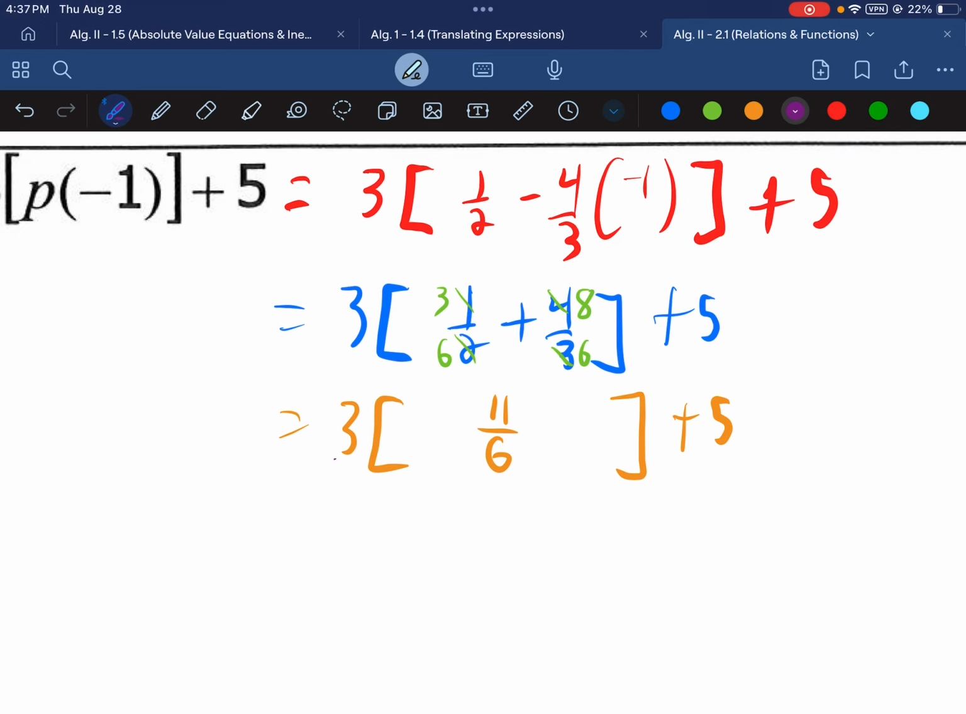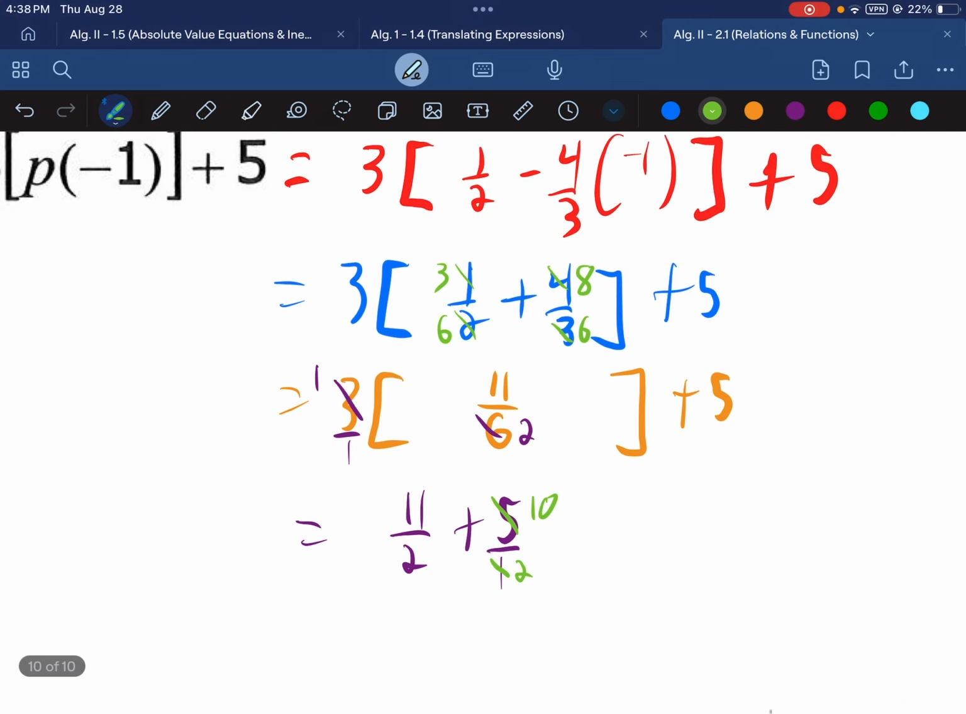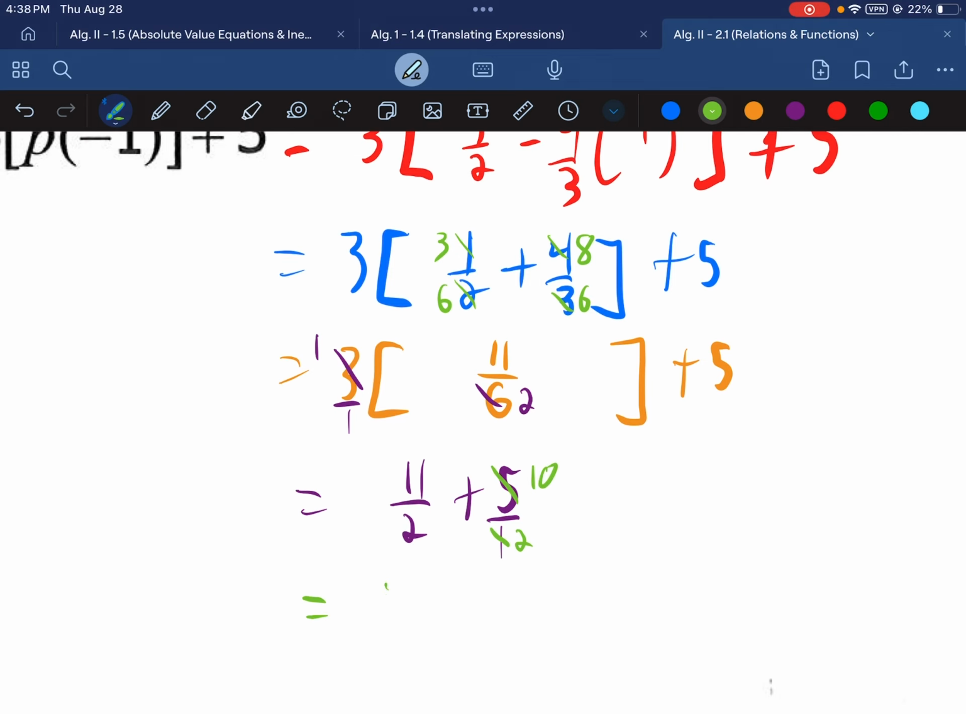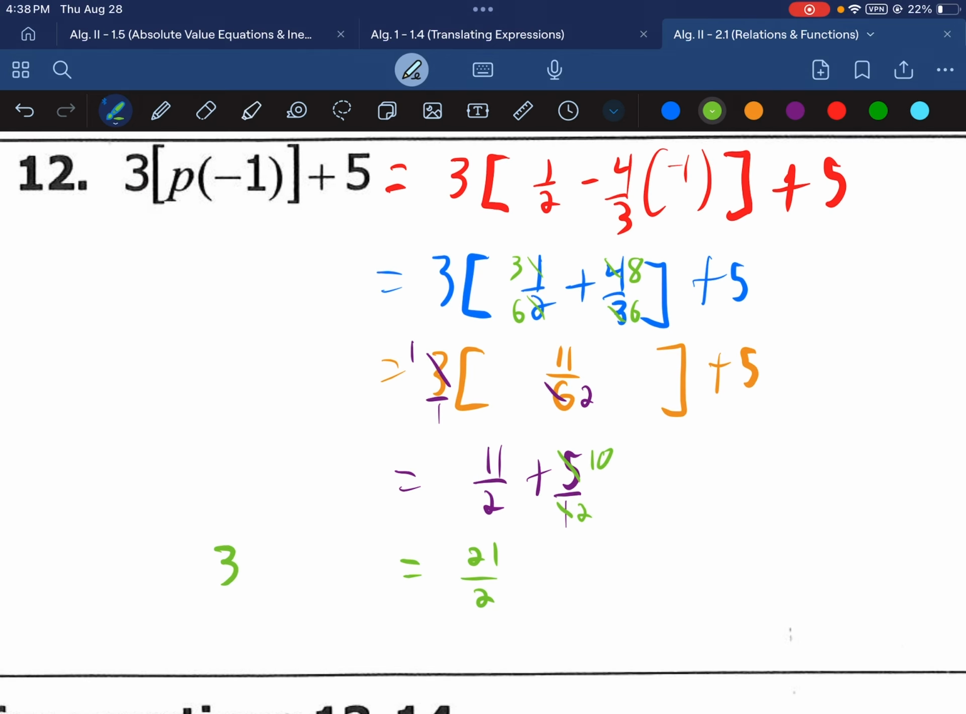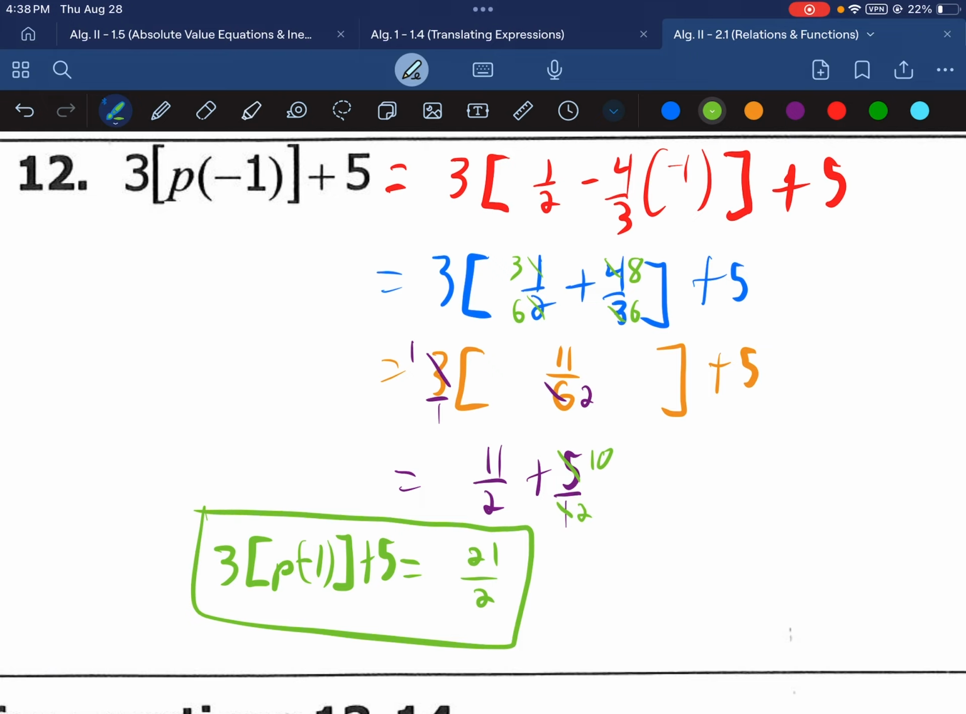Now I multiply 3 with the 11 over 6, and I can cross-reduce. 3 becomes 1, and 6 becomes 2, and so I get 11 over 2 plus 5. And similarly, we'll need to put 5 over 1 to get common denominators yet again. My common denominator would be 2, so I multiply 1 by 2 and get 2. I multiply 5 by 2 and get 10. And now as I combine these, I end up getting 21 over 2, which is 10.5. So 3 times p of negative 1 plus 5 is 21 over 2, or 10.5.